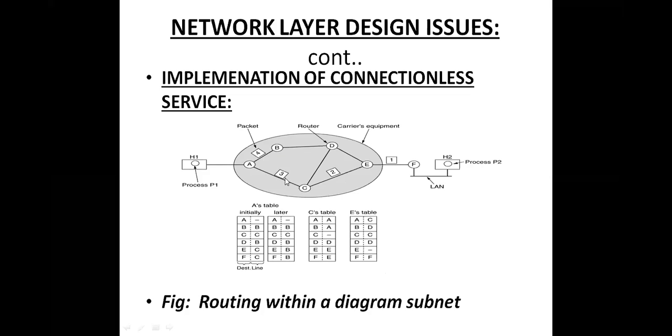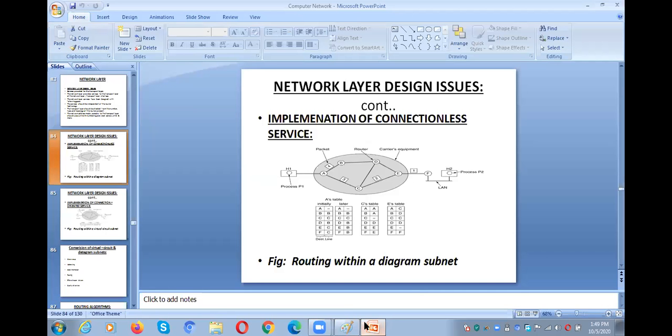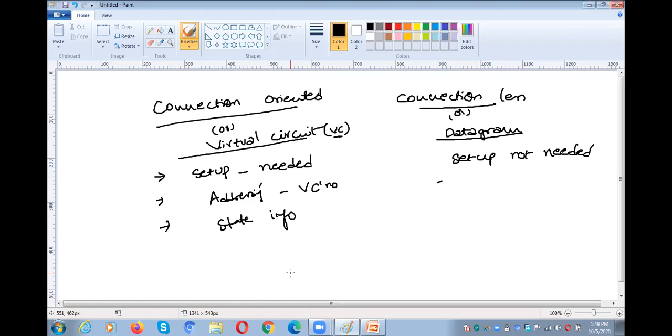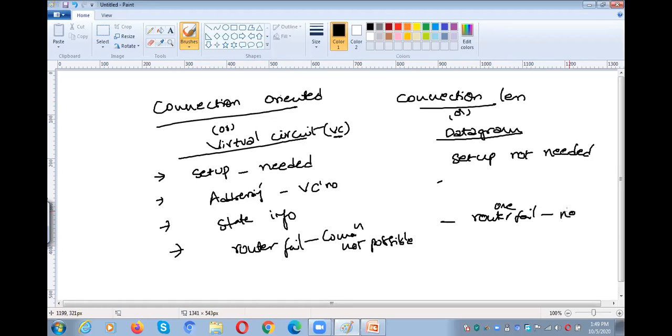And next, here all the packets follow the same direction. In the case of connectionless, all the packets can go in their own direction. That is about the state information. And next, let me explain. All the packets follow the same direction, so if one router fails, communication is not possible. We cannot transfer the next packets. In the case of connectionless, if one router fails, no problem. We can choose another direction in order to transmit the packets.